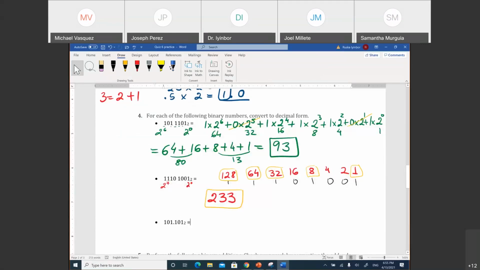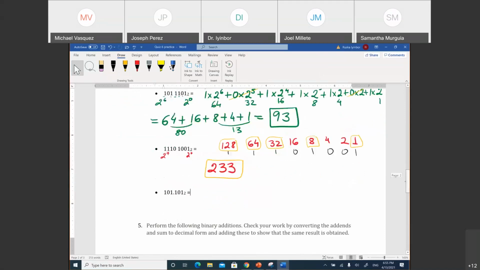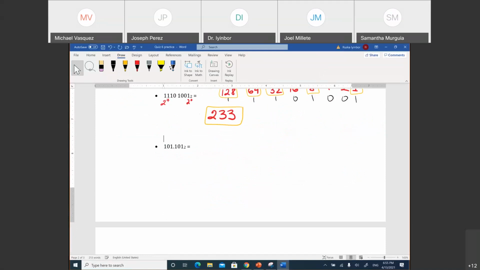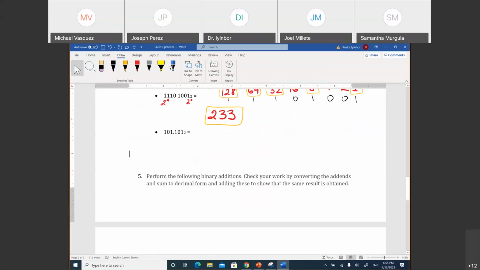Okay, so let's go ahead and do the next one. So the next one, we have another binary we have to transfer to decimal. So how do you do that? We need to do the front and the back also. So again, here we can use, let's use the table. So we're going to use that little binary table.